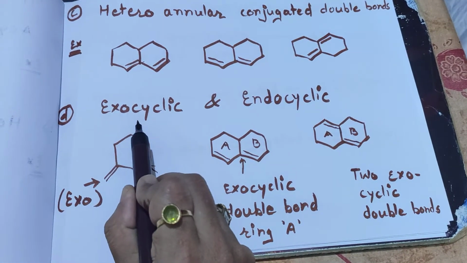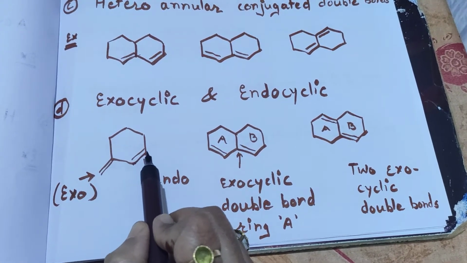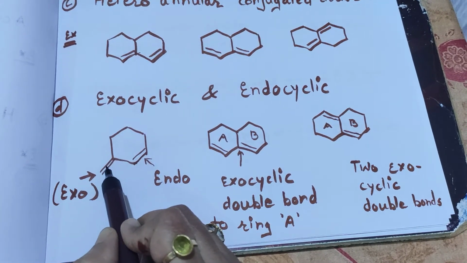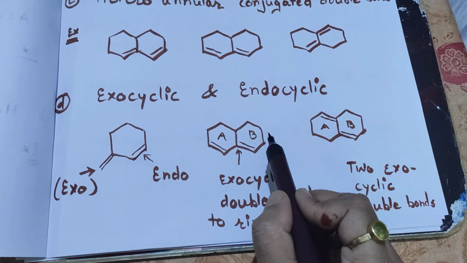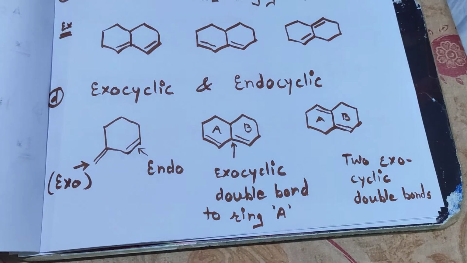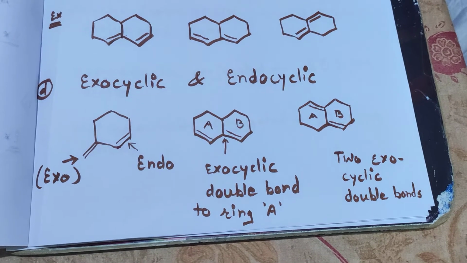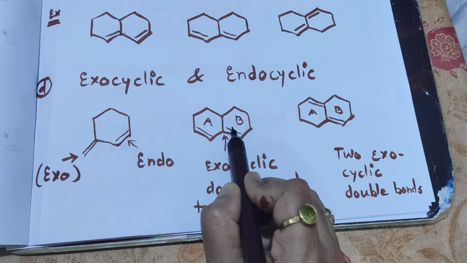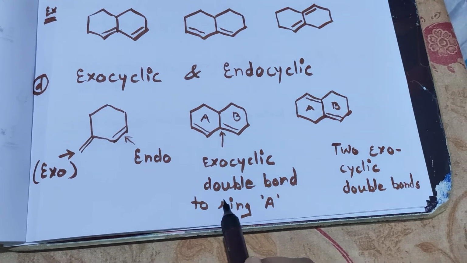Next is the exocyclic and endocyclic double bond. Here, this bond is called an endocyclic bond, while this bond which is protruding outward is called an exocyclic double bond. In this example, both A and B rings are present, and in each ring a double bond is present separately. The double bond present in ring B is exocyclic to ring A. So we can say it is an exocyclic double bond to ring A.